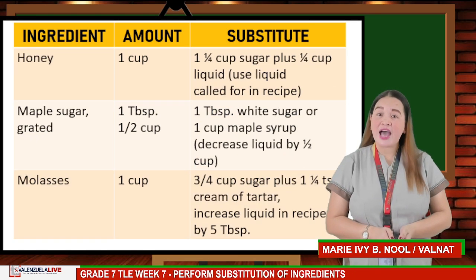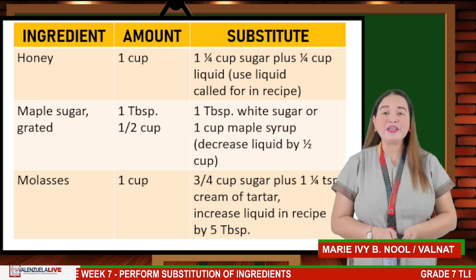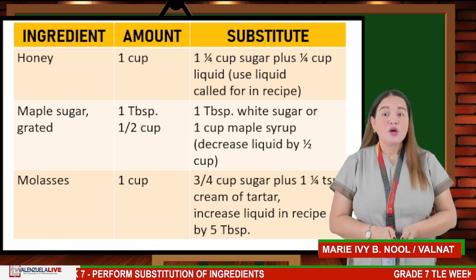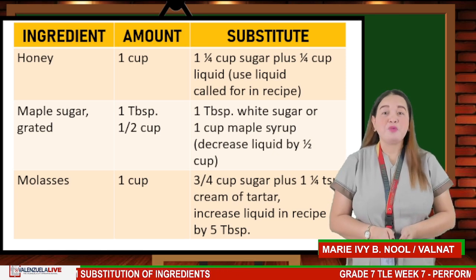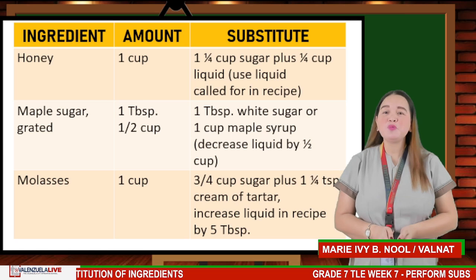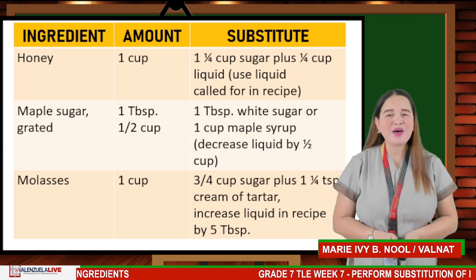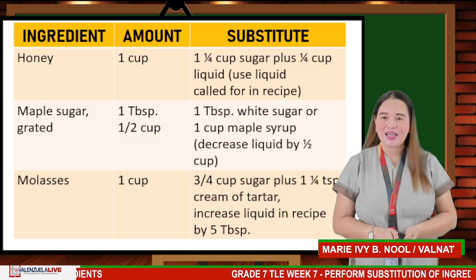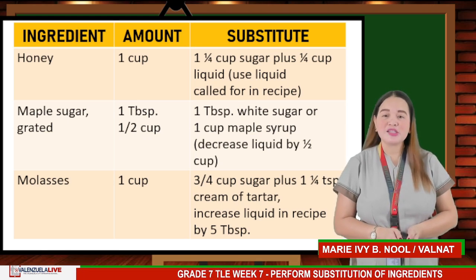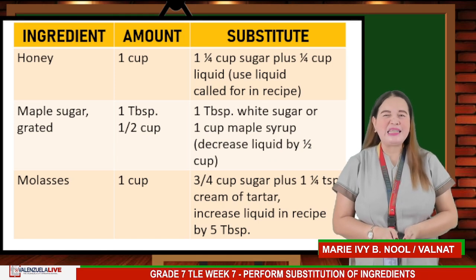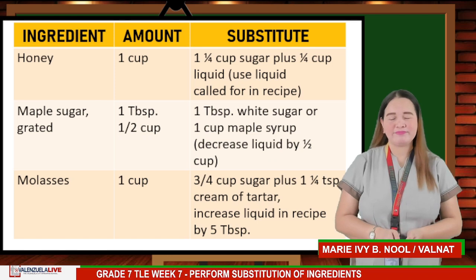For 1 cup of honey, we can use 1 1/4 cup sugar plus 1/4 cup liquid. We also have 2 tablespoons maple sugar. We can use 1 tablespoon white sugar or 1 cup maple syrup. How about 1 cup molasses? We can use 3/4 cup sugar plus 1/4 teaspoon of cream of tartar. It increases liquid in the recipe by 5 tablespoons.